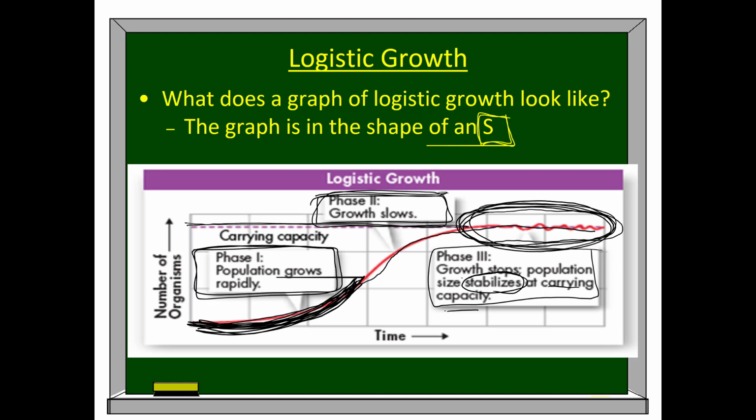Otherwise, those are really the two ways we see populations grow. Again, exponential can't happen forever. Eventually, it's going to enter into that logistic part and go into phase two and eventually into phase three.